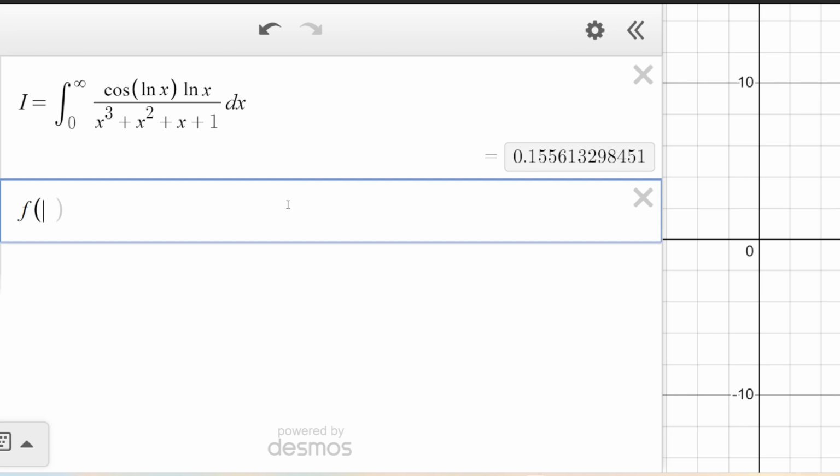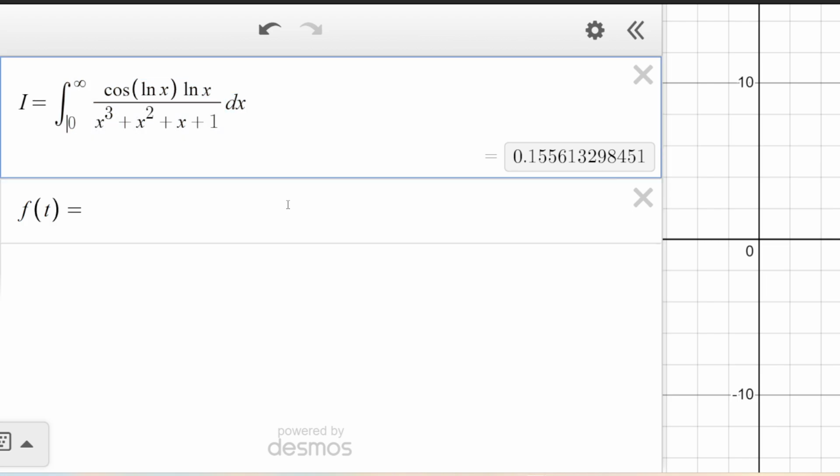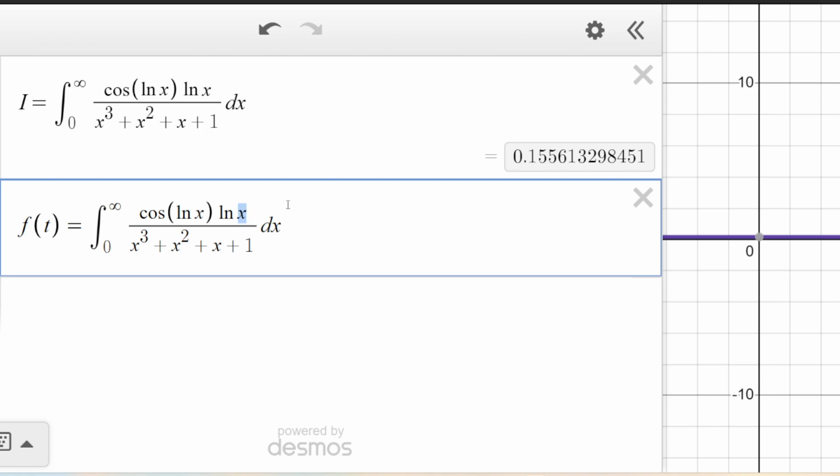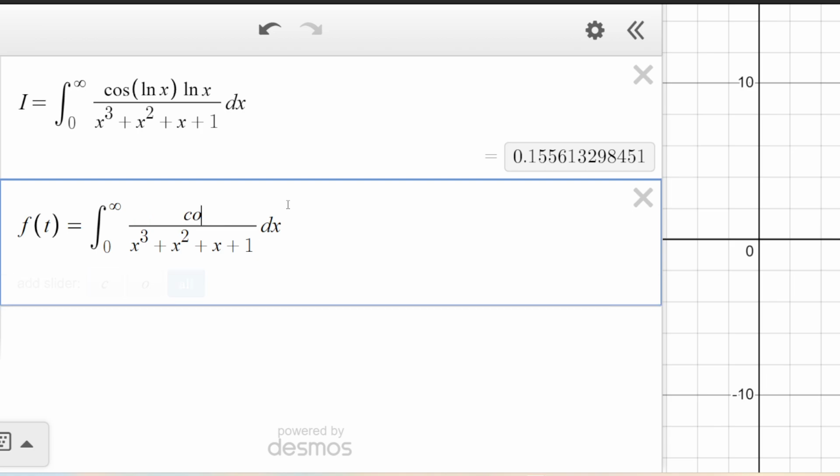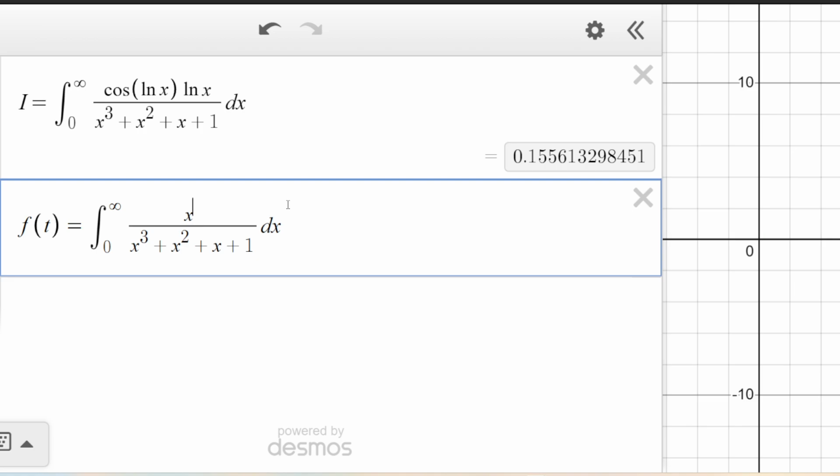Let's go ahead and create a function f of t that is similar to this integral right here, except we're just going to let it be x to the t. All right. So let's see, what can we do now?